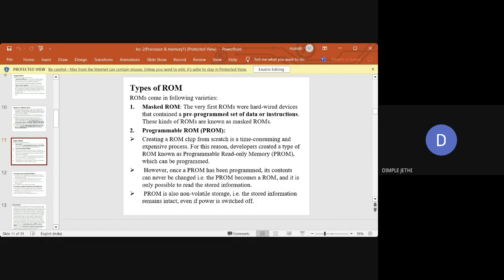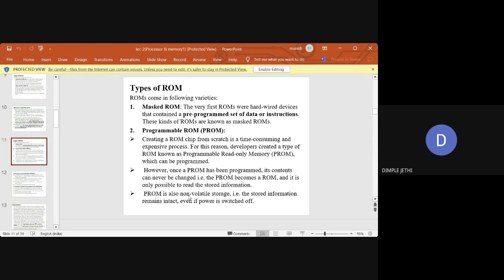Creating a ROM chip from scratch is a time consuming and expensive process. For this reason, developers create a type of ROM which is PROM. They pick up a ROM which already has some instructions and change some parts of it, and after that it can never be changed. Once a PROM has been programmed, its contents can never be changed. After changing the program once, PROM becomes a ROM only, which cannot be changed again.